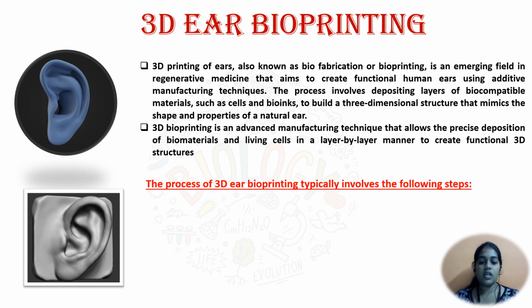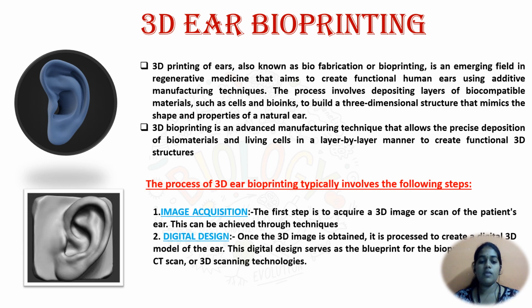The process of 3D ear bioprinting typically involves image acquisition, the first step, to acquire a 3D image or scan of the patient's ear. Digital design. Once the 3D image is obtained, it is processed to make the model of the ear, and this digital design serves as a blueprint, using technologies such as CT scan and 3D scanning.